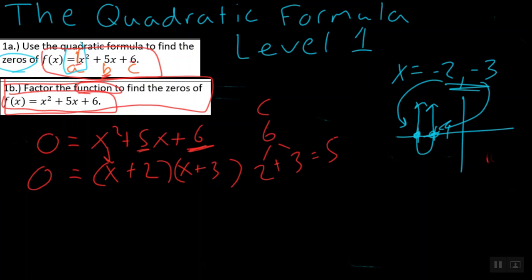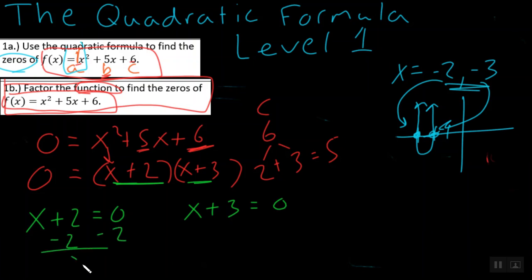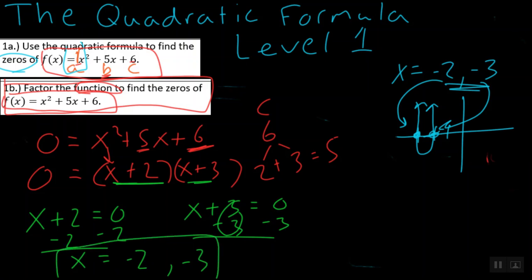Now from here, in order to solve for x, you take both of these and you set them equal to 0. So x plus 2 equals 0, x plus 3 equals 0, and from here we know how to get the x by itself. Minus 2, and x is equal to negative 2, comma, minus 3, and x is equal to negative 3. And wait a second, do those solutions match what we found earlier?